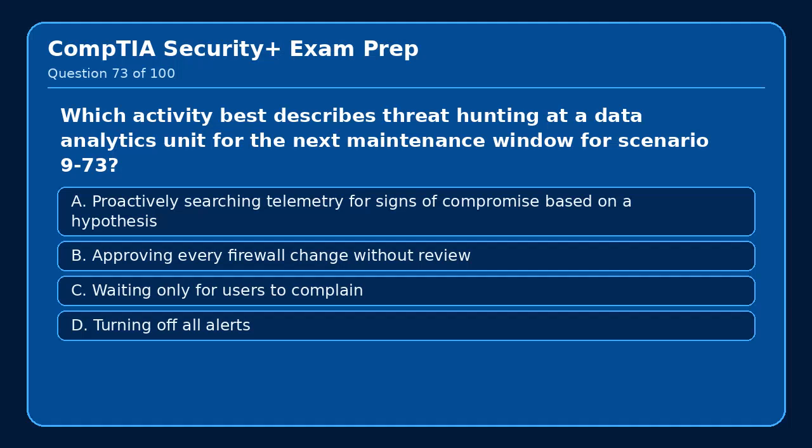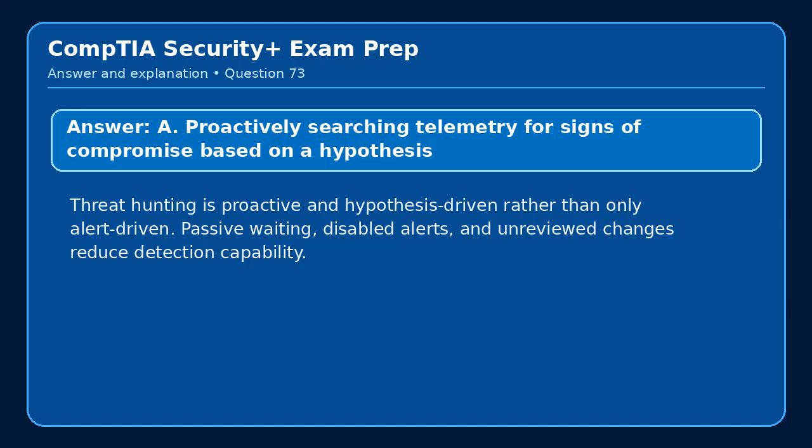The answer is A. Recovery point objective. RPO defines the maximum acceptable amount of data loss measured in time. MTBF, MTTR, and ARO describe reliability, repair time, and likelihood rather than data loss tolerance.